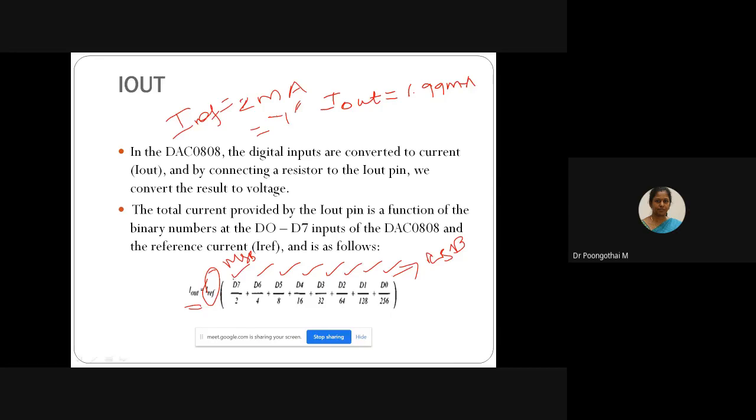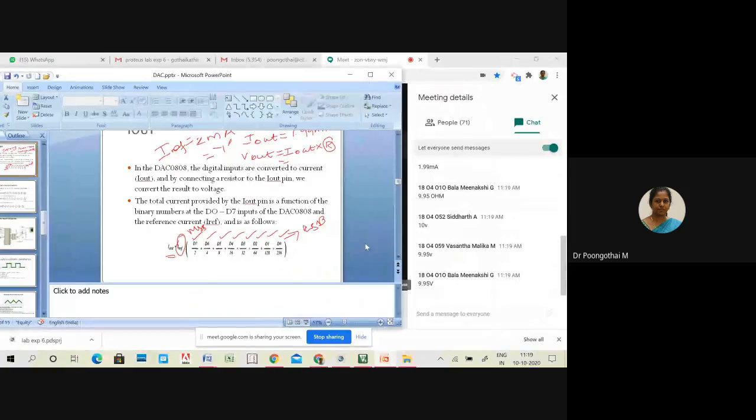When all the inputs to the DAC are high, in that case, next we have to calculate V out. V out is equal to I out into resistance. Assume this resistance is 5K. So what is the answer? 9.95. So that is the analog output. In this way, the analog output will be calculated by using this DAC IC.